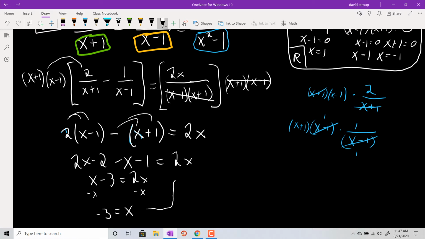Okay, so x is negative 3. Then we need to check that with the restrictions. The restrictions were 1 and negative 1, so we're good. That will be our solution.